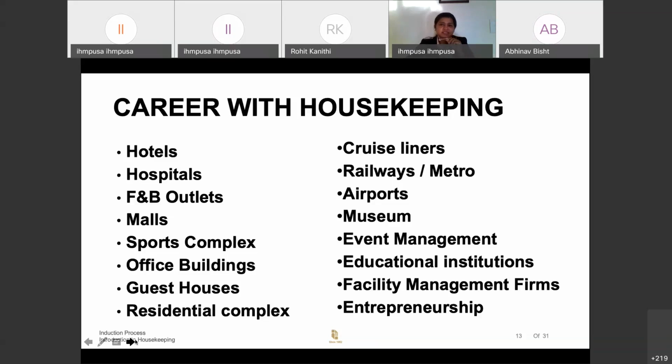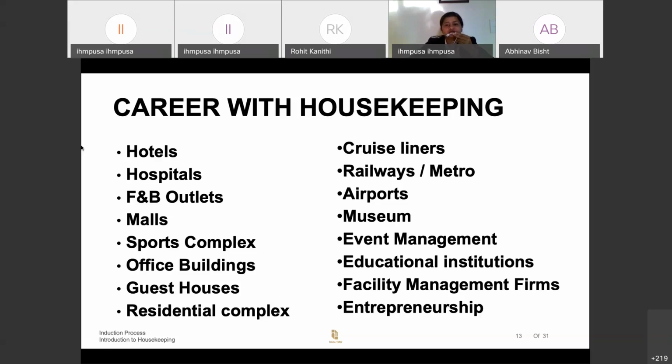So this is the list of areas where you can find hotel management students who are interested in housekeeping. You can find placements in hotels, hospitals, different F&B outlets, malls, sports complexes, office buildings, guest houses, residential complexes, cruise liners, railways, airports, museums, event management, different educational institutes, facility management firms, and also you can have your own setup.